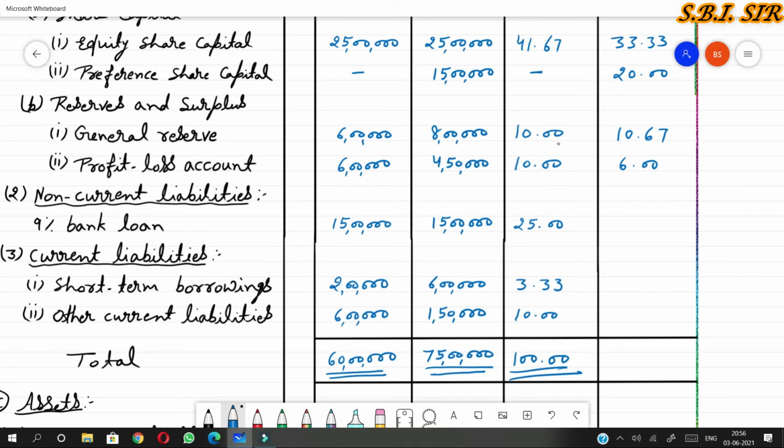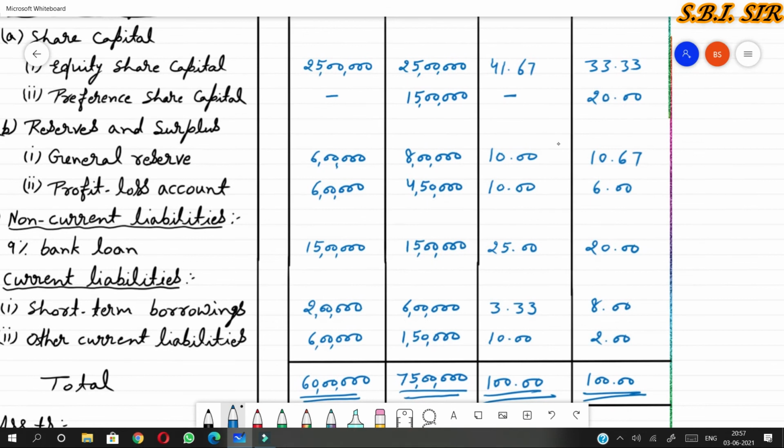15 lakh divide by 75 lakh multiply by 100, then we will get here 20 percentage. 6 lakh divided by 75 lakh multiply by 100, then we will get here 8 percentage. 1,50,000 divided by 75 lakh multiply by 100, then we will get 2 percentage. And at last, for the total 75 lakh divided by 75 lakh multiply by 100, then you will get 100 percentage. And also you can make the total of these percentages, then you will get 100 percentage.